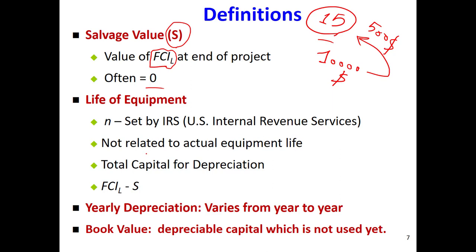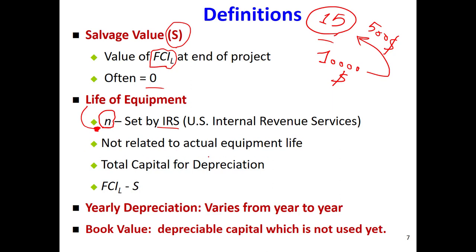Life of equipment, we usually show it with the number of years, N. And for different equipment, we have different life of equipment. Those numbers are provided by the IRS, the US Internal Revenue Service. They provide us with the list of the life of different types of equipment used in industries.